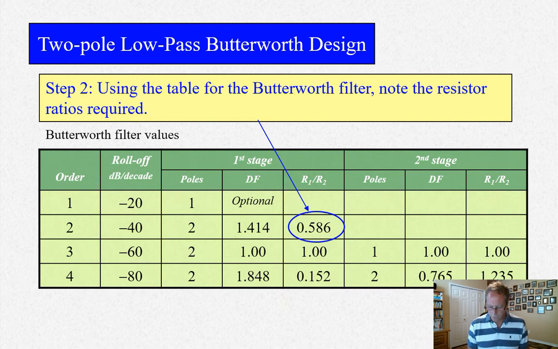0.586 for our 2-pole, which is minus 40 dB per decade for 2 poles. Remember, it's 20 dB per decade per pole. So 2 poles is 40 dB. When we do 4 poles, we're going to go to 80 dB, which would be 4 times 20.